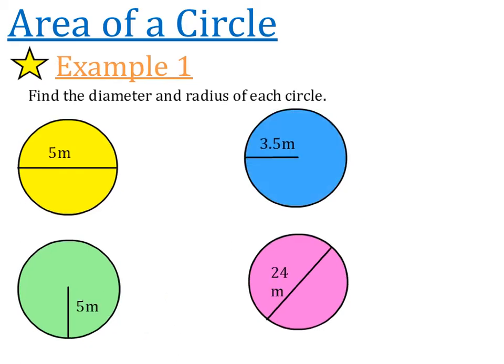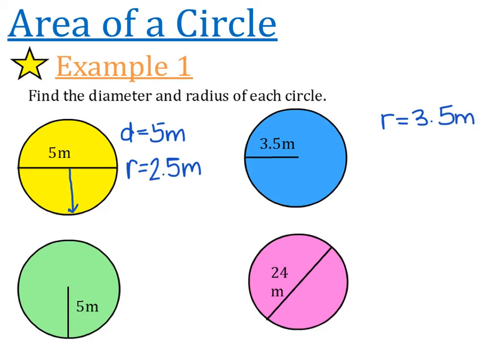Alright, another important skill before we actually find the area is knowing how to find the difference between the diameter and the radius. So on this yellow circle here, the diameter is 5 meters. If we wanted to find the radius, which is only halfway, we would divide that by 2. So the radius of the yellow circle would be 2.5 meters. This blue circle, the radius goes halfway across, so the radius is 3.5 meters. And if I wanted to find the diameter, I could double it.